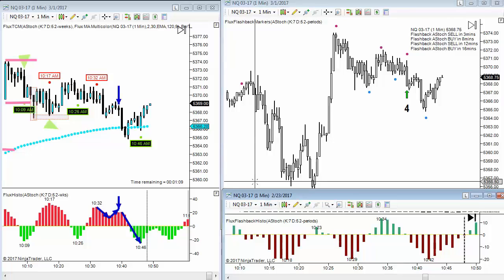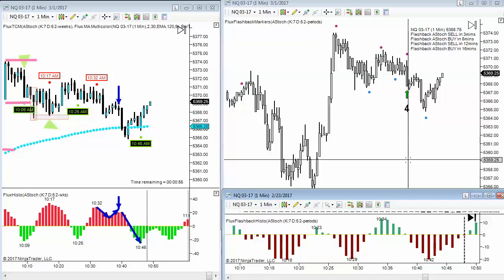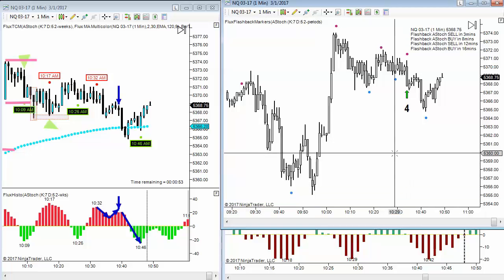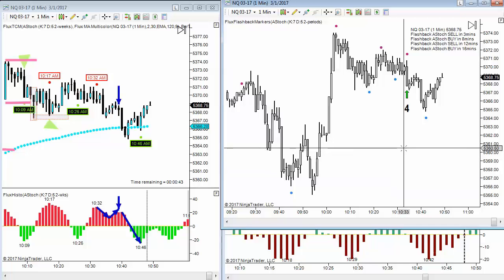So I will save this workspace for those of you watching in my live room right now, so you have this as a template to work with. And we'll continue to follow this in our live room and look for setups over the next hour or so in the NQ. This is equally applicable to gold, to crude, to the pound dollar, to the euro dollar, the CAD, the NASI. You can use this in the E-mini S&P. You can use it any instrument you have data for.